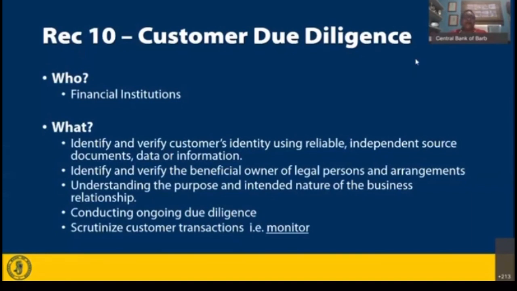So what was the requirement? The requirement is to identify and verify the customer's identity using reliable, independent source documents, data or information. So that is where really the crux of the matter comes into play, where the financial institution has to request this information, making sure that it's reliable, it's from an independent source, and provides them with the information that allows them to know who the customer is.